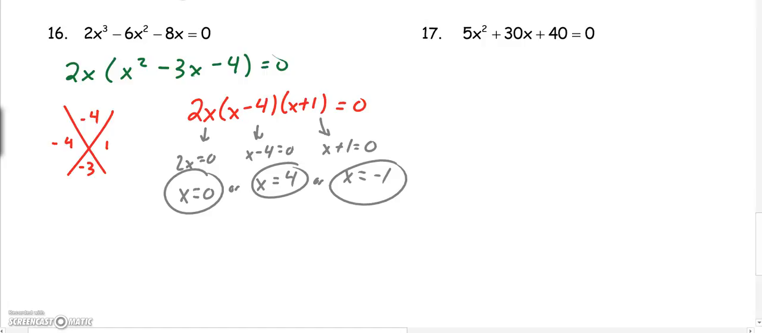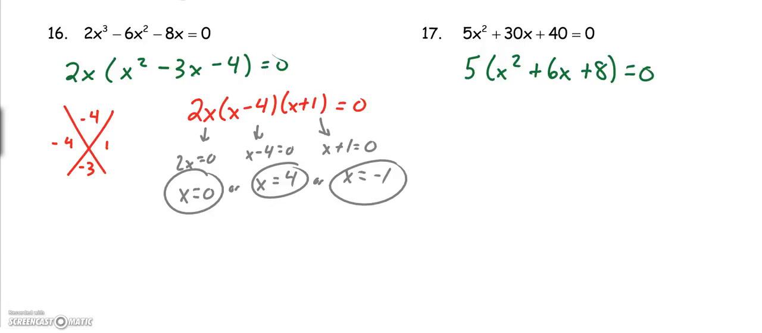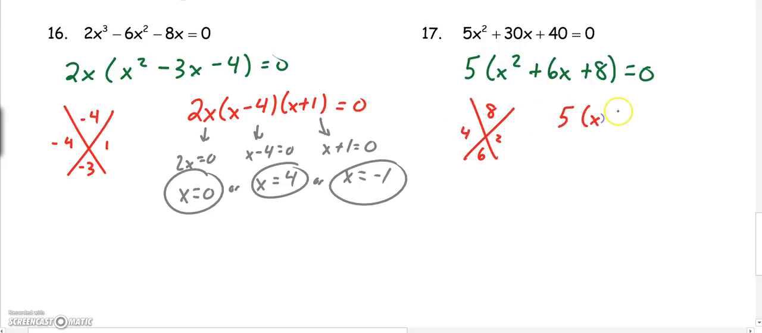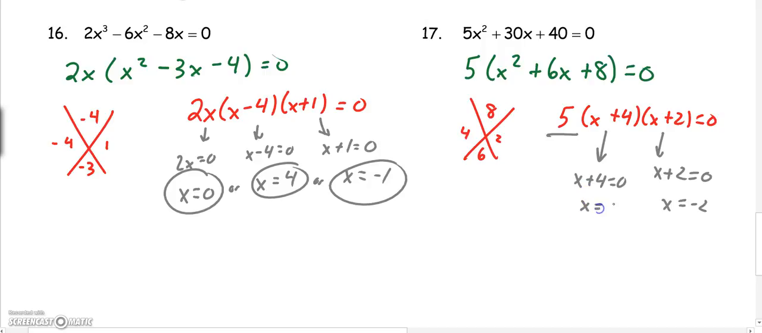Number 17, I have to look at my GCF, which in this case is 5. Everything else stays the same. X squared plus 6x plus 8 equals 0 when I divide by 5. I need numbers that multiply to 8 and add to 6, which are 4 and 2. So we have 5 times x plus 4 times x plus 2 equals 0. Now, when I use zero product property, this 5 doesn't have a variable with it, so I don't need to set it equal to 0. I just have to look at my parentheses. X plus 4 equals 0, x plus 2 equals 0. So x equals negative 4, x equals negative 2.